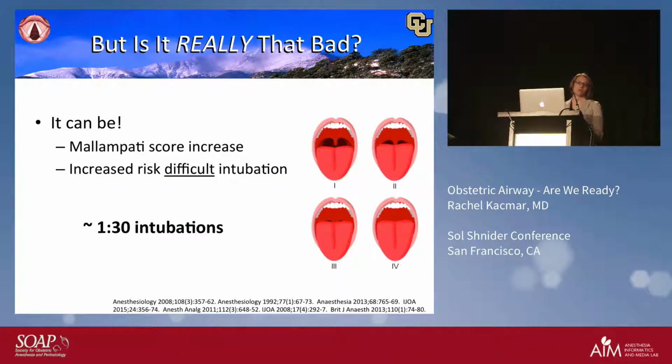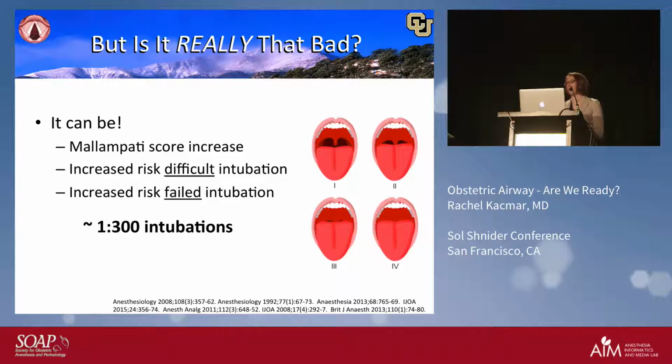Mallampati class also comes into play when we look at cases of failed intubation and independent risk factors. One group out of the United Kingdom did a study and identified that Mallampati score increases was the highest contributing independent risk factor. In terms of an incidence of difficult or a failed intubation in the obstetric population, the quoted numbers have ranged from between 1 in 220 to about 1 in 300.